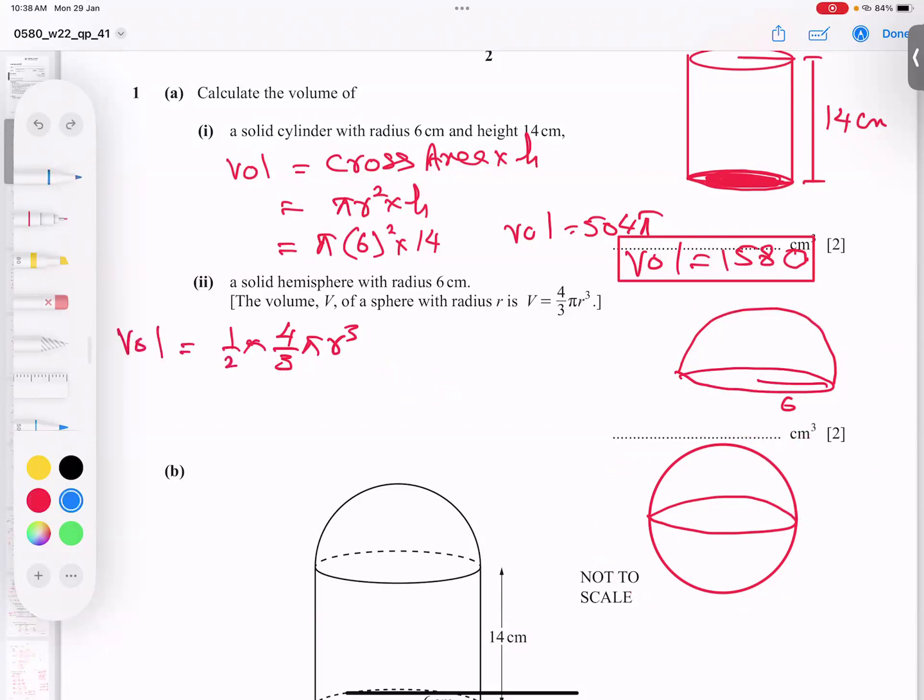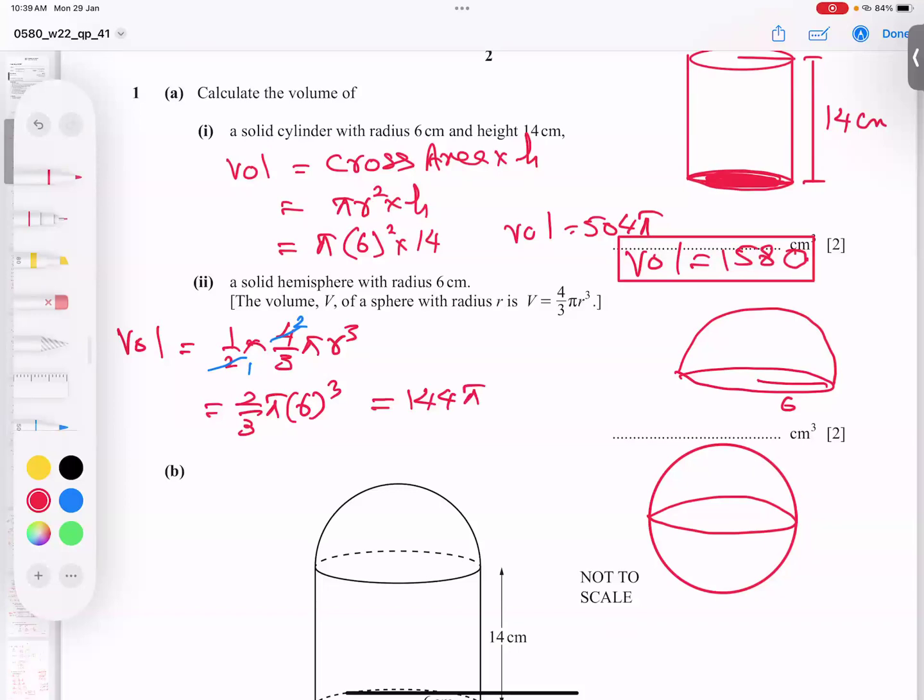Okay, so this cancels out. 2 ones are 2, 2 twos are 4. So the answer is coming 2 by 3 pi r cube, and r is 6. So I am typing 6 here. Okay, let me type in the calculator. In terms of pi, it is coming 144 pi.